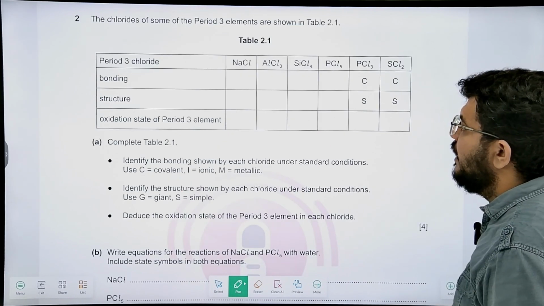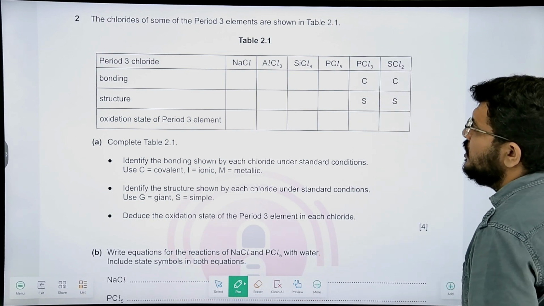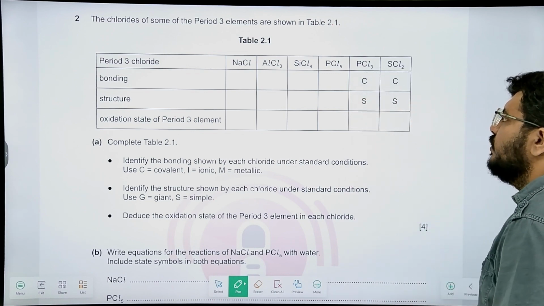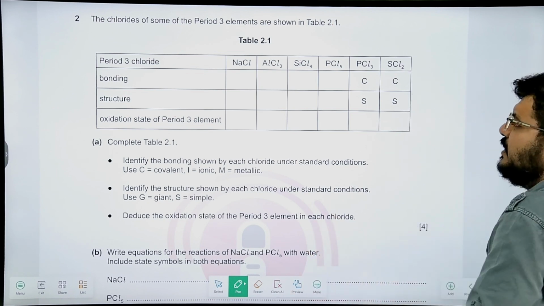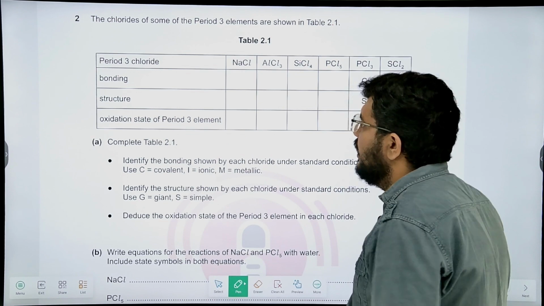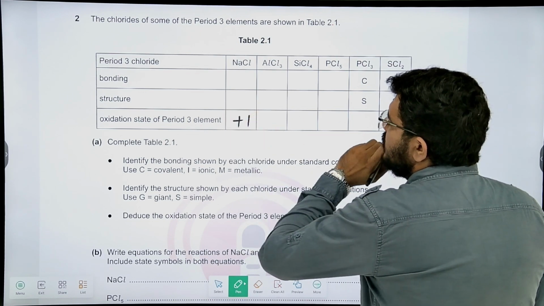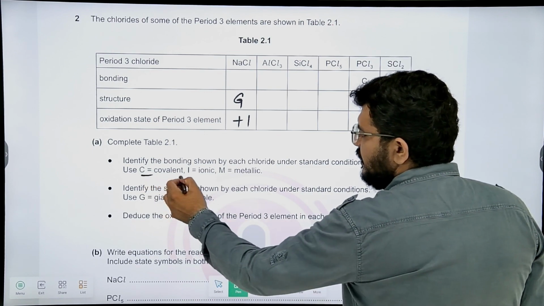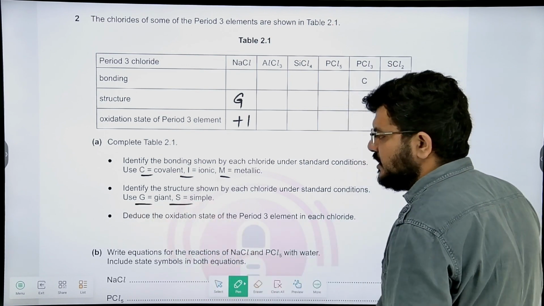Then what do we have next? Next is about bonding. Chlorides of some of the period 3 elements are shown in table 2.1, right? Period 3 chlorides: sodium chloride, aluminum chloride, silicon chloride, phosphorus chlorides PCl5, PCl3 and SCl2. So what is the type of bonding, structure and oxidation state of the period 3 element? Right, sodium oxidation state 1, structure is, so what can be the structure? It is a giant ionic structure, right? So covalent, ionic bonding and metallic bonding. We have G for giant and S for simple.